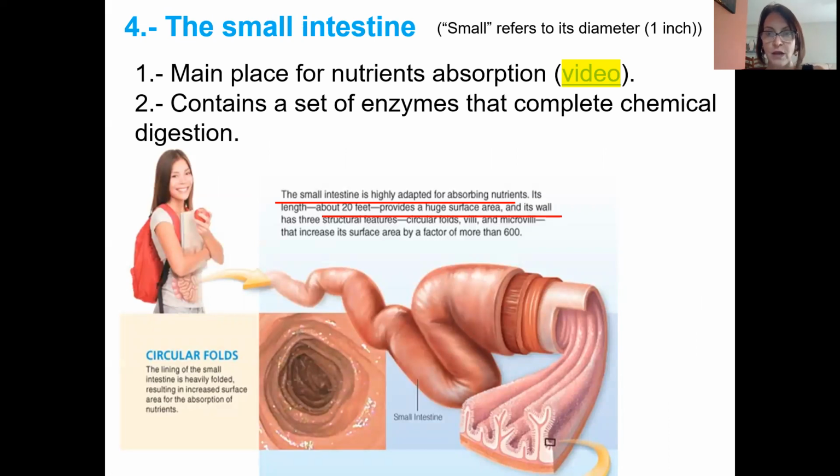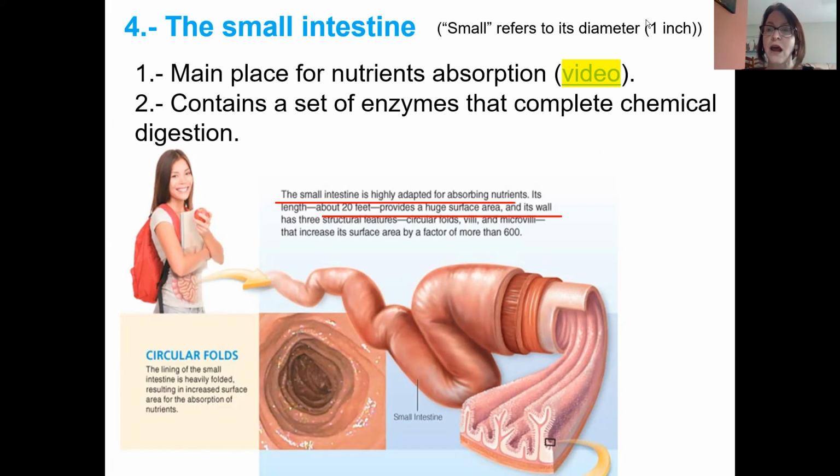Then after the stomach, you will have the small intestine. And by the way, I want to call your attention that the name small refers to the diameter. So it's only 1 inch in diameter, in contrast to the large intestine that has 2.5 inches in diameter.